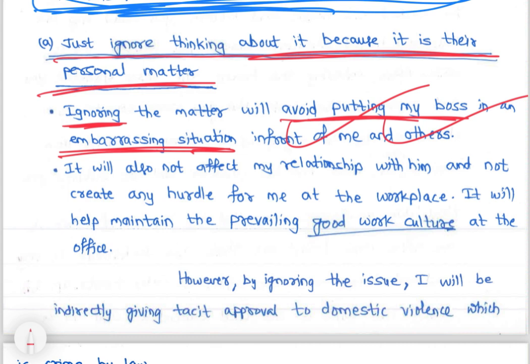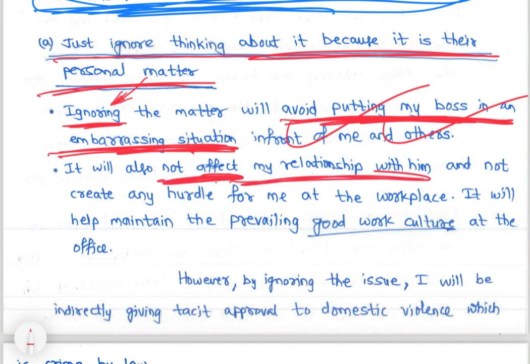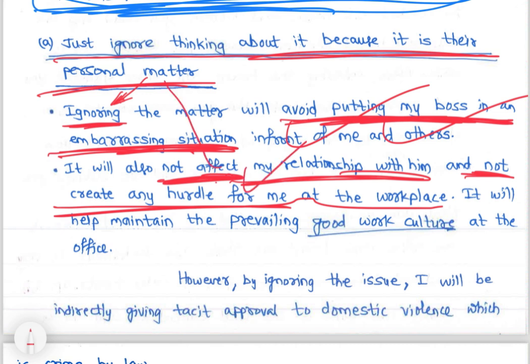So इसका merit है, इस statement का merit, that is ignoring the matter avoids putting my boss in an embarrassing situation in front of me and others, right? So it will also not affect my relationship with him, and not create any hurdle for me at the workplace, right? At workplace also your relations will be fine if you follow, then workplace में भी कोई hurdle नहीं होगा. So it will help maintain the prevailing work culture.